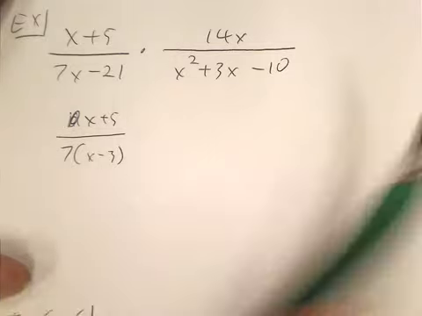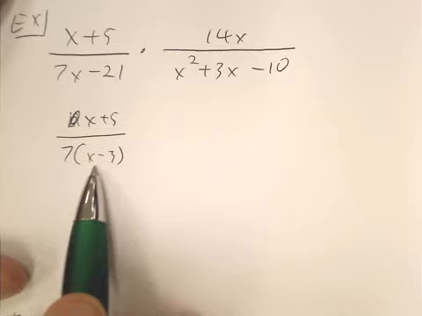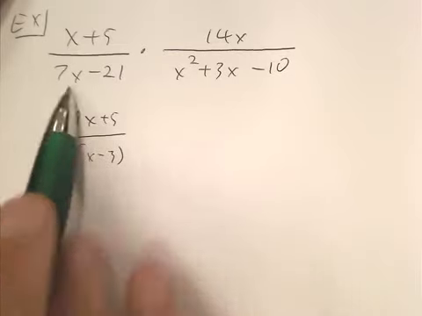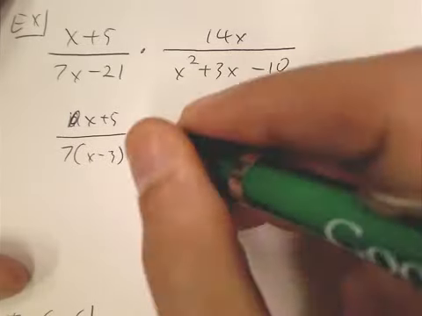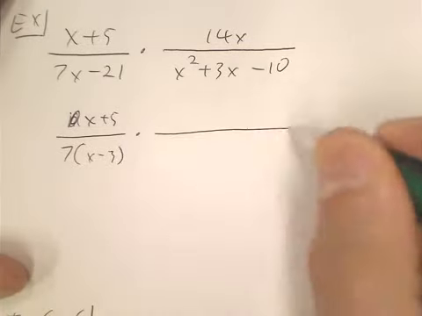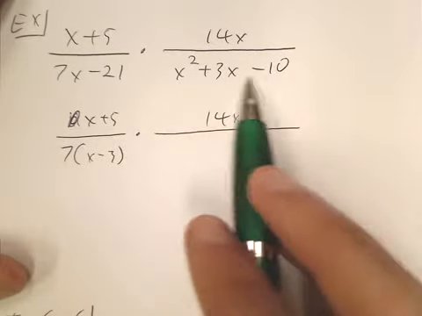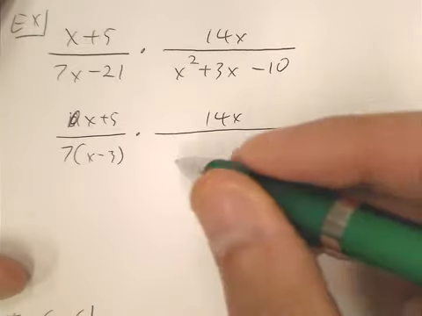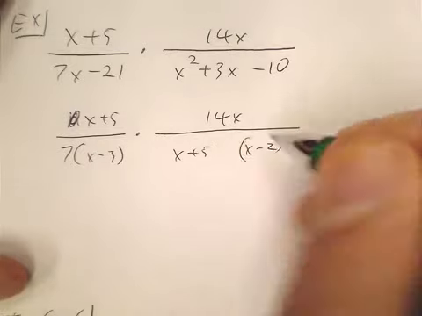So some questions about this yesterday. So 7 goes into both of those. Put a 7 on the outside. Write what would be there. This is just the opposite of the distributive property. So 7 times x is 7x. 7 times 3 is 21. Okay, just a quick review there. That's something you should be familiar with. 14x, and then here in the bottom, this is a trinomial. It's numbers that multiply to negative 10 and add to 3. It's going to be x plus 5 and x minus 2.